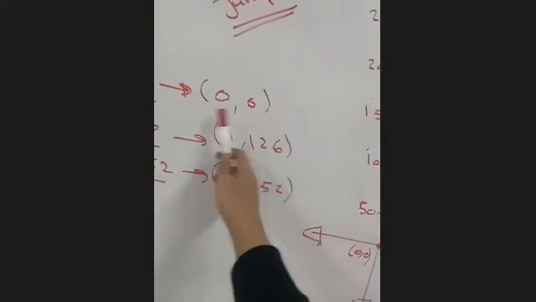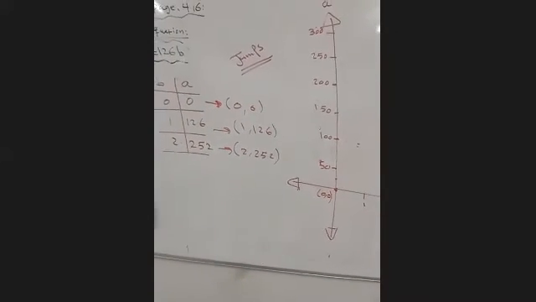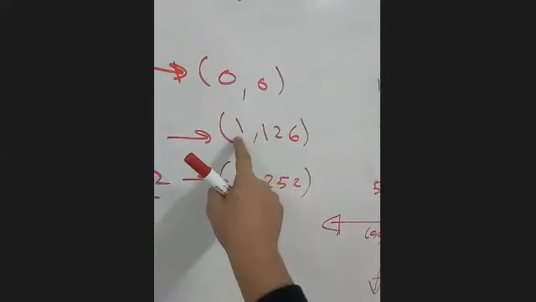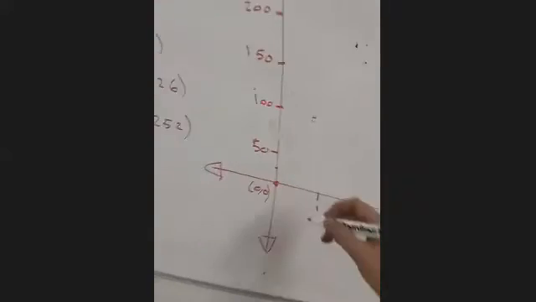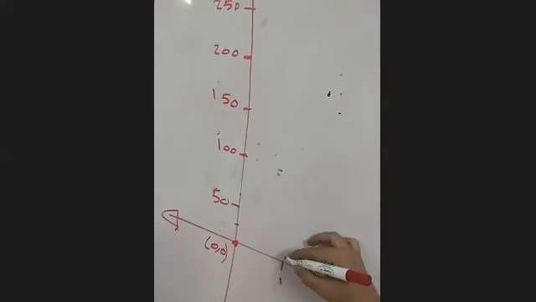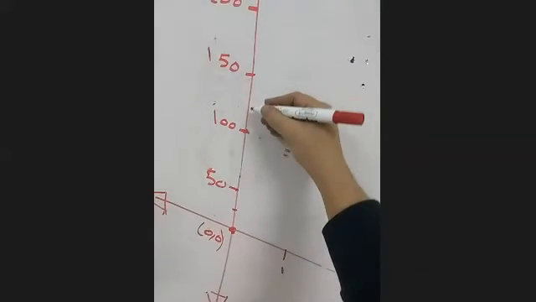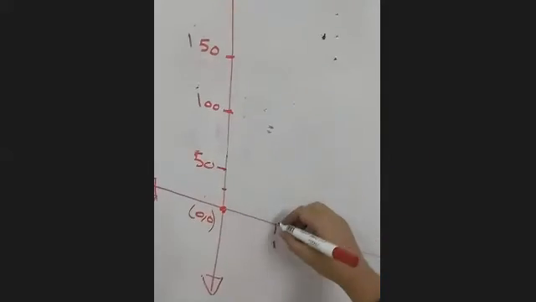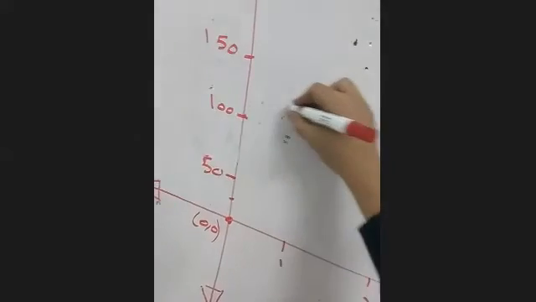The first one is 0, 0. It's already here, right? Good. Now, Mr. Rayyan, 1 and 126. How will I graph it here? We will go to the 1 and go up until I have 126. Do I have it here? No. But I can guess. It's between 100 and 150. Let's assume that it is here, for example. Okay?